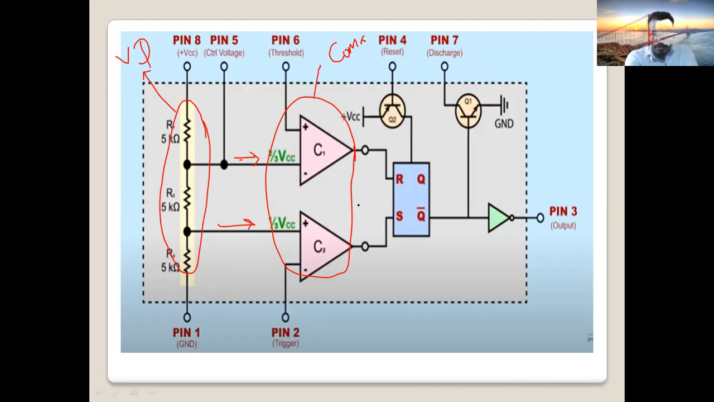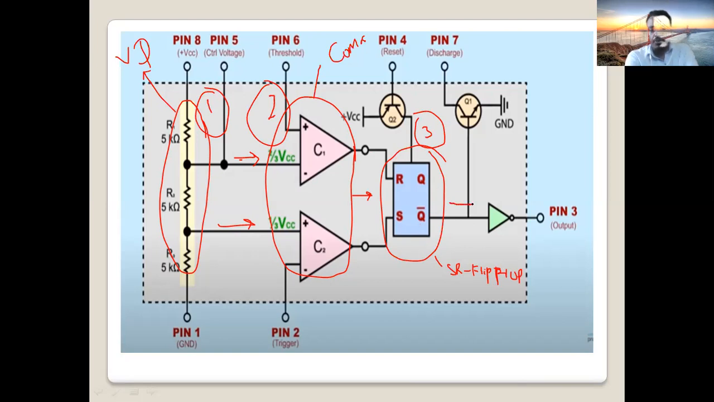Then the output of this comparator given to another system here. We call this SR flip-flop. I will explain each part one by one. So it's called SR flip-flop. So this is the third part. What is the first part? A voltage divider. Second part, a comparator. Third part, a SR flip-flop, as you can see here. Then the SR flip-flop goes to another component called output. Here is output driving circuit. Part four. Look here.